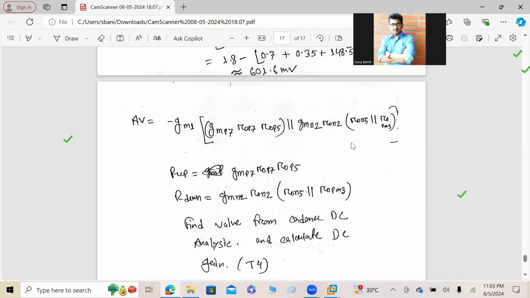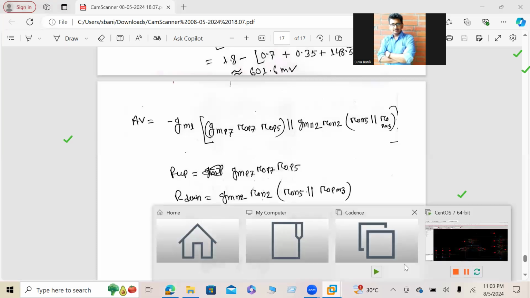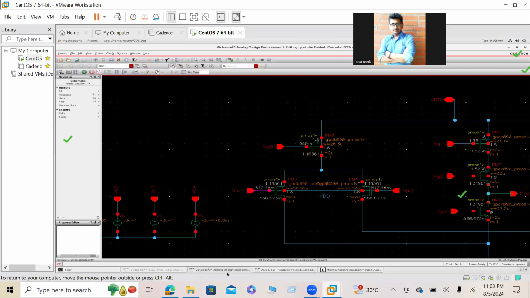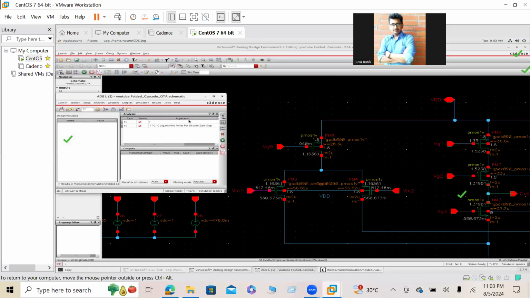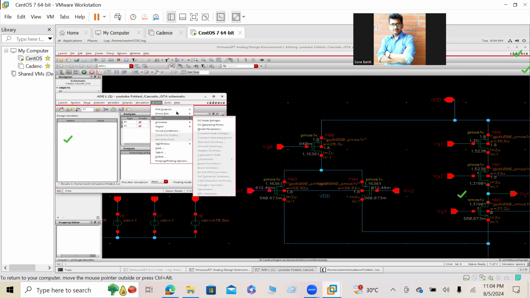And I believe if you use a higher channel length, what will happen if you increase the length? The R out will increase. If my R out increases, from the formula we can see our gain should increase eventually. Okay, so that's for now. Or let's check the gain here again.